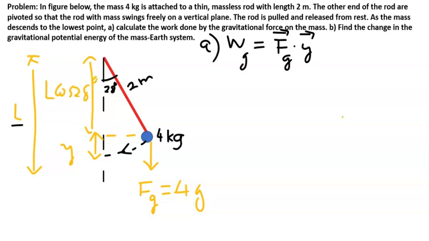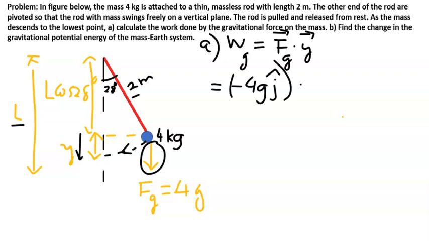And in this case, L is just 2 meters. So let's put everything together. Gravitational force is acting downward, so it's minus 4g j hat. Minus j hat is the direction of that downward gravitational force, dotted into the displacement. Displacement is also downward with a magnitude of L minus L cosine 28.